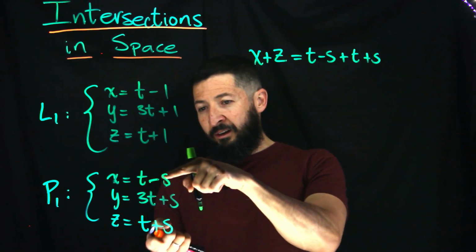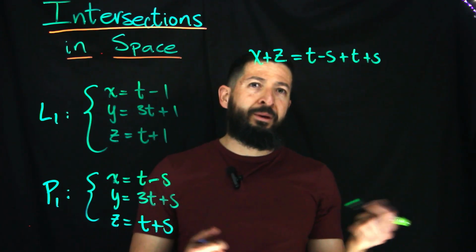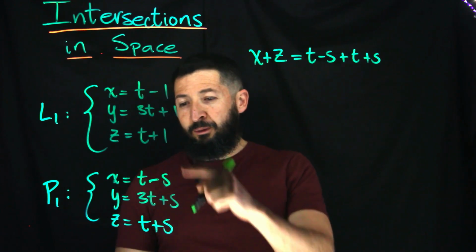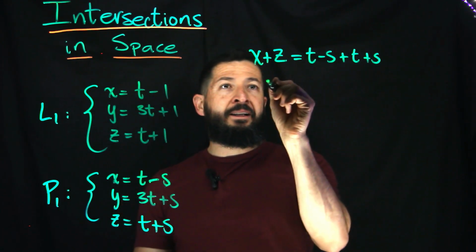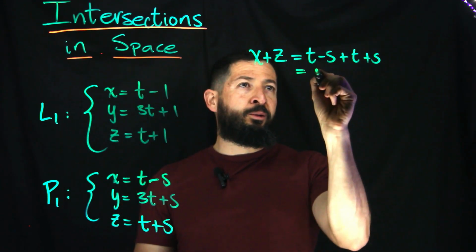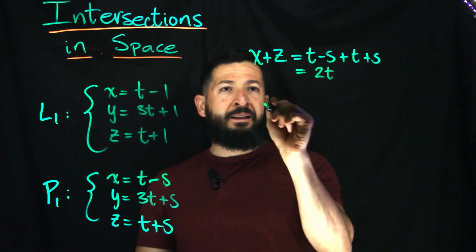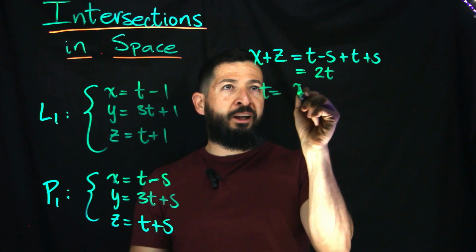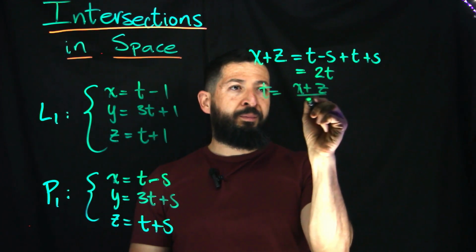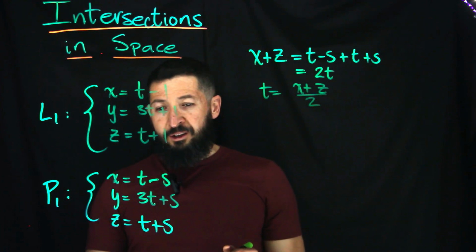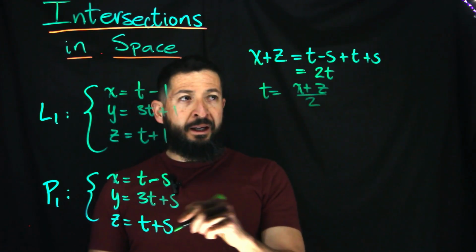So I noticed that they're the same, just with different signs, so that's why I added them together. I could have used x and y as well, and that gives me that x plus z is going to be 2t. So I can obtain that t is equal to (x plus z) over 2, and so I get one of them.